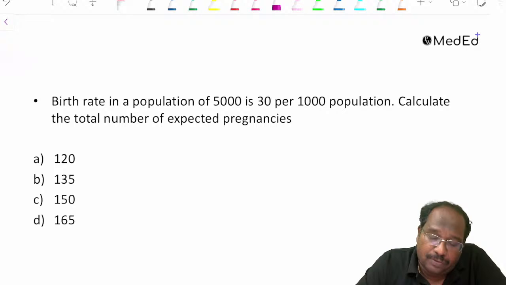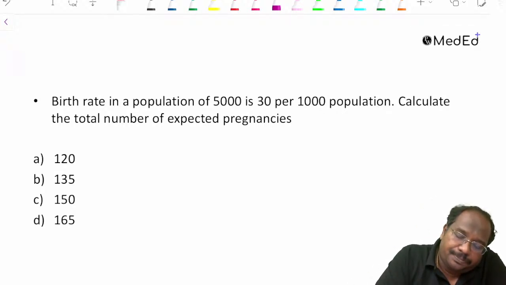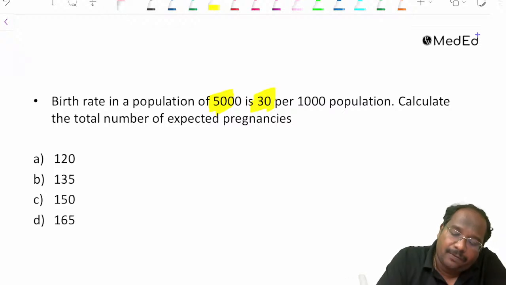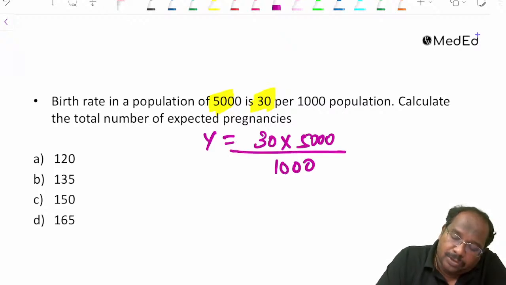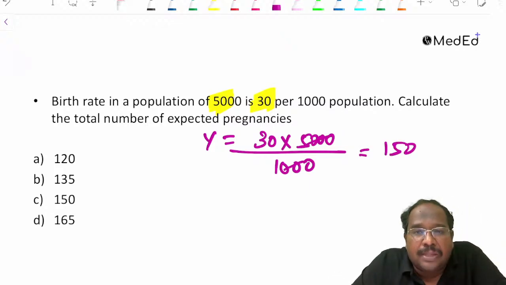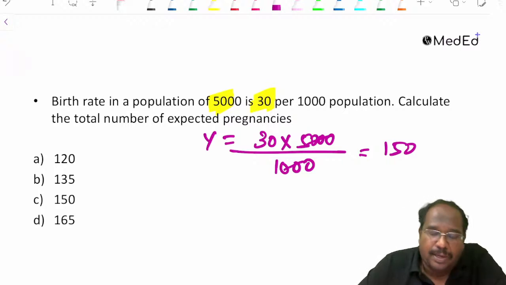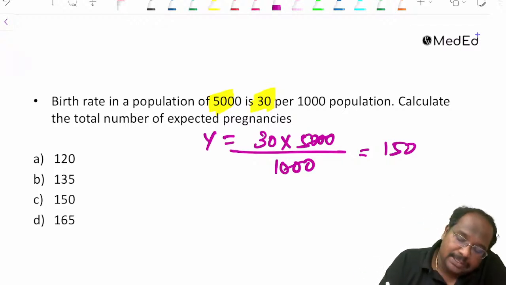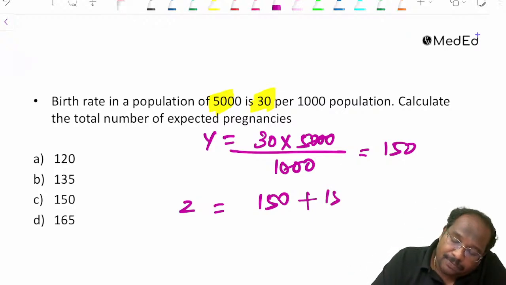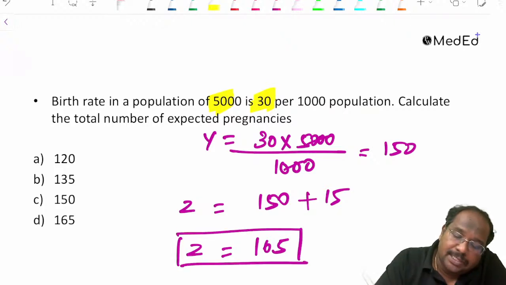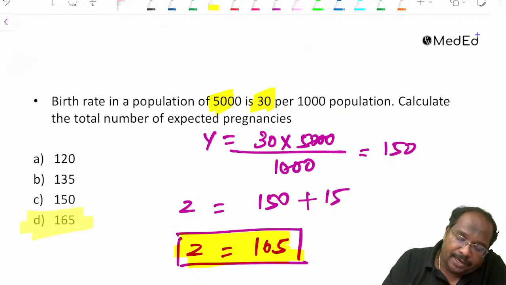Now let us go back to the question. The population they said is 5,000, and 30 is the birth rate. So first Y is equal to 30 multiplied by 5,000 divided by 1,000. That is 150, the expected number of live births. Now the question asks for expected number of pregnancies. Z is equal to 150 plus 10% of Y. 10% of 150 is 15. So Z is equal to 165. So the expected number of pregnancies in that particular area is 165.